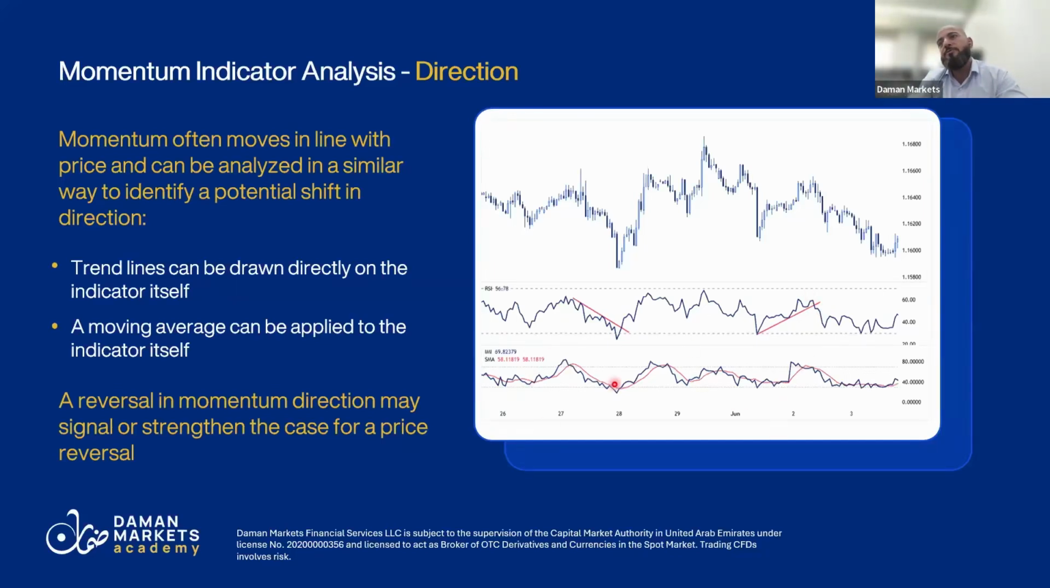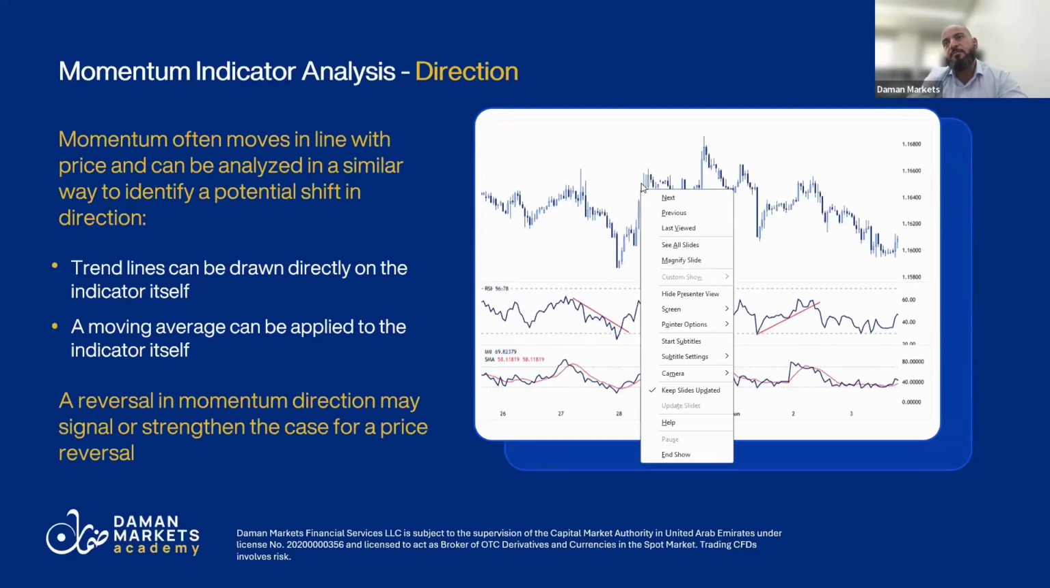Another technique is to use a moving average. So look here, we added a moving average to the IMI. If the IMI period is 14, usually the moving average should be 7, half the period of the oscillator. I added a moving average to the oscillator, and as long as the oscillator is below the moving average, we are in a downtrend. When the oscillator goes above the moving average, we can say a reversal in momentum is happening, and it should be followed by a reversal in the price.